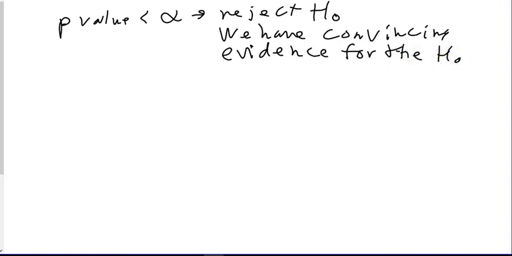Now remember, that doesn't mean we write that. We have to fill in what the Ha is. It's the proportion of blah blah blah. So it's convincing evidence for the Ha. So if p-value is greater than the alpha, then we fail to reject the Ho.